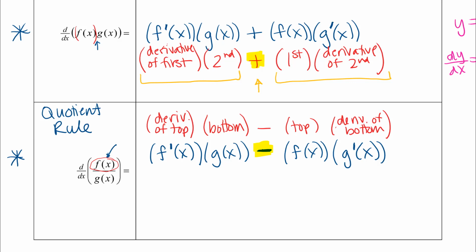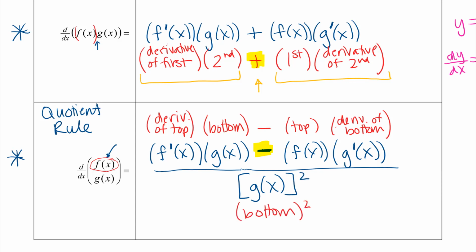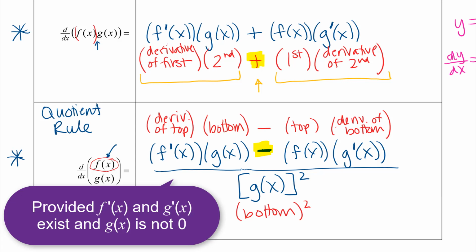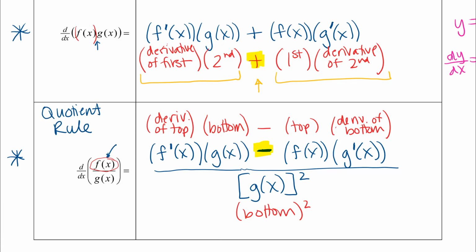Order is important for some of quotient rule. The other thing that's important for quotient rule is that that's not all there is. There is a denominator, and the denominator is the bottom, the g of x function squared. Why does that work? Because that's when you apply the limit definition of the derivative. That is what falls out from applying that definition.